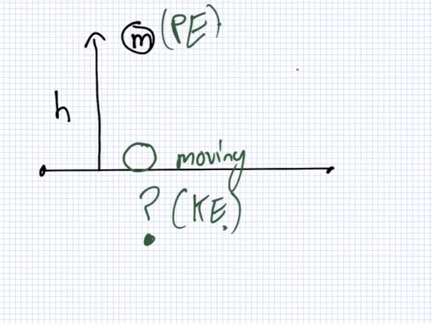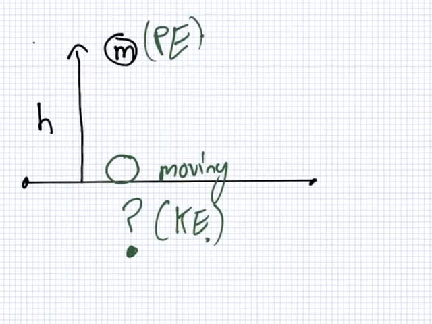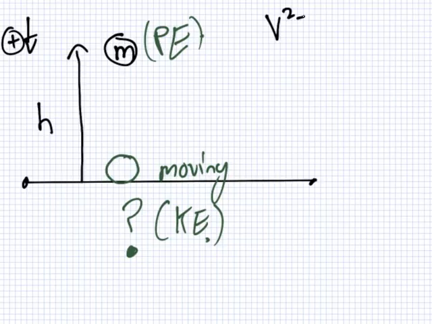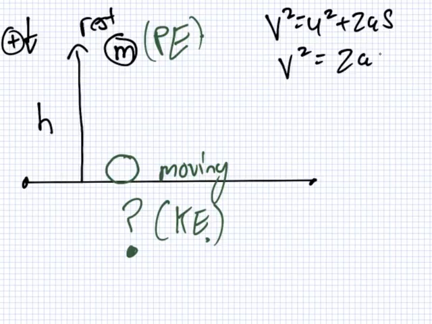So we can say, if I take down as positive, we can say V squared equals U squared plus 2AS. And again, it starts at rest. So what's the U? 0. So I get V squared equals 2AS. I'll multiply by a half, so I get a half V squared equals AS.